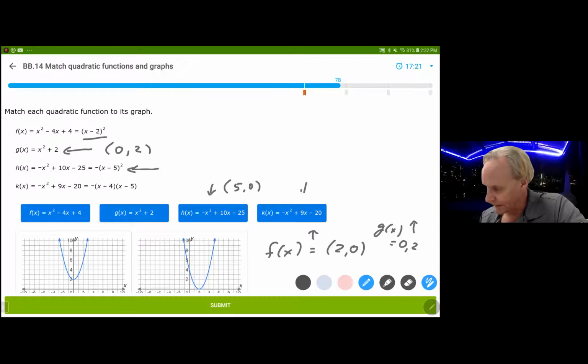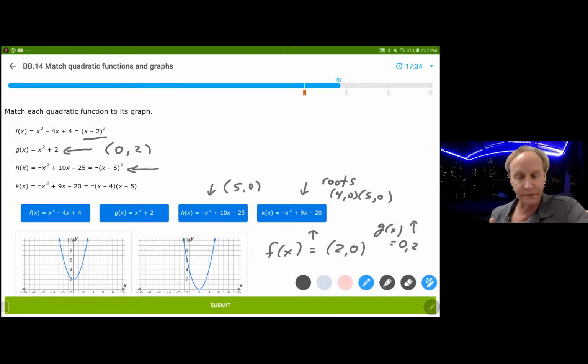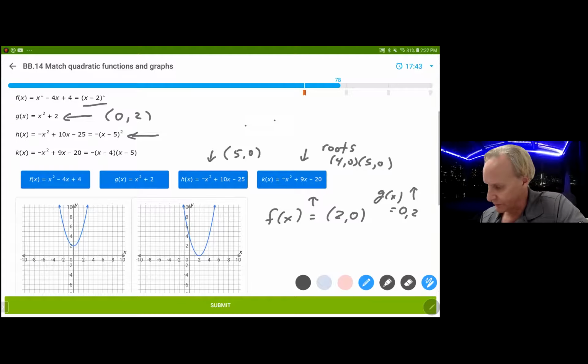And this one is going down, and I have what we call roots or solutions or zeros at (4, 0) and (5, 0). By the way, your vertex is right in between those two. So your vertex is going to be at 4.5, and it's going to go down. So anyway, a lot of stuff going on there. Let's see if I can match them up here real quick.